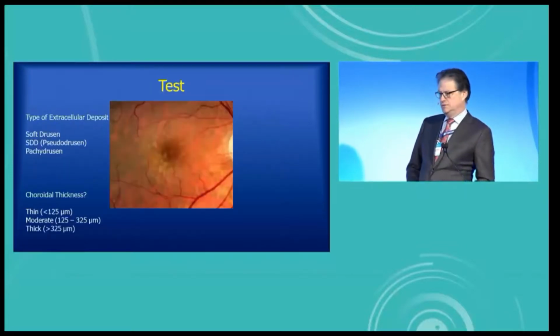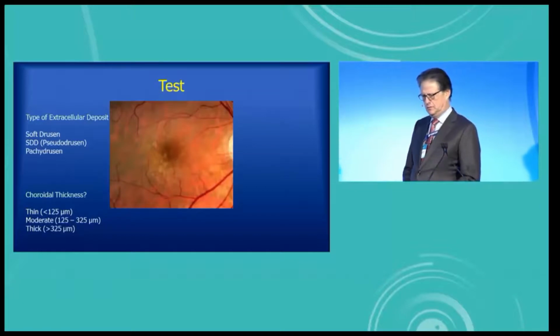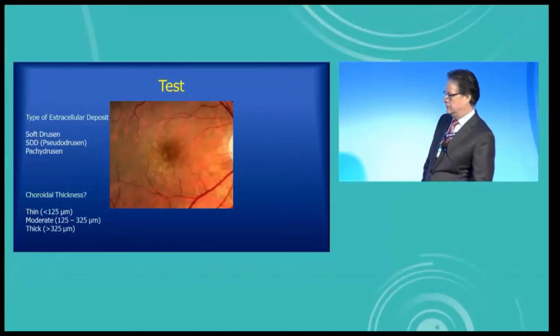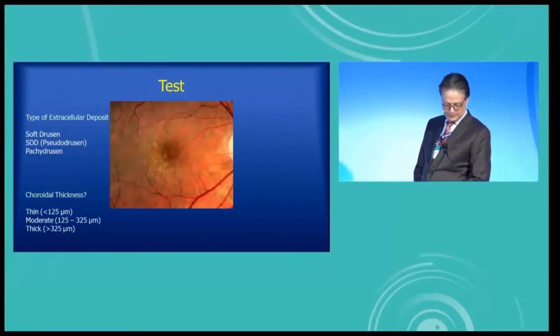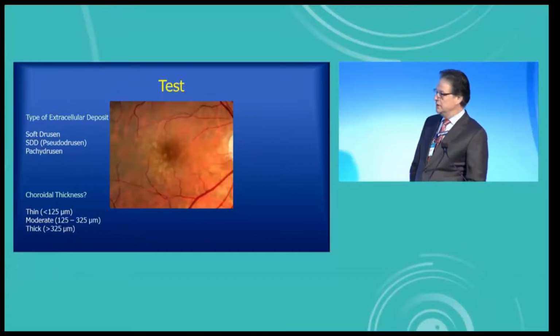So, you guys are now smart, I think. I'm not sure. But now is the time for a test, okay? So I'm going to show you the stuff here, and you have to tell me whether it's soft Drusen, pseudo-Drusen, or Pachydrusen. And because you know that, you have to tell me how thick the choroid is, whether it's thin, moderate, or thick, just by looking at that picture. You don't need OCT anymore, you have swept source brain.